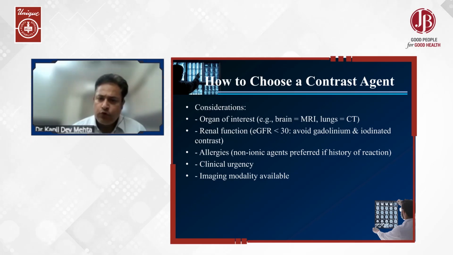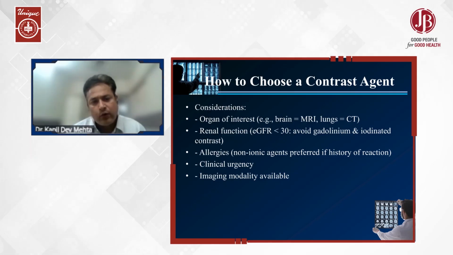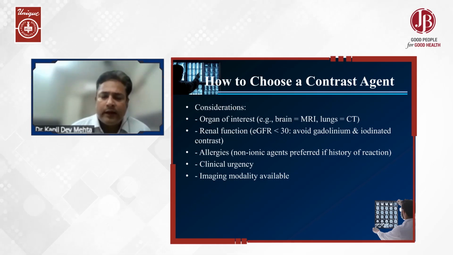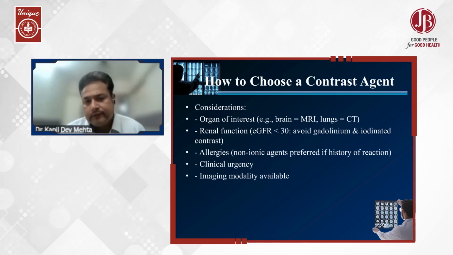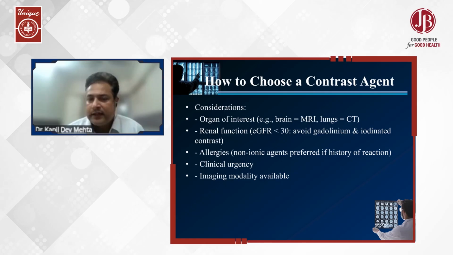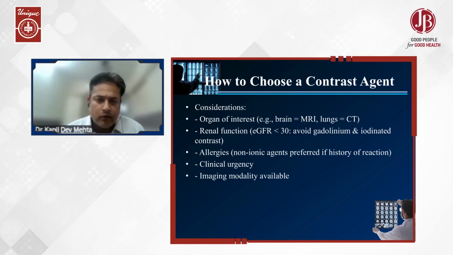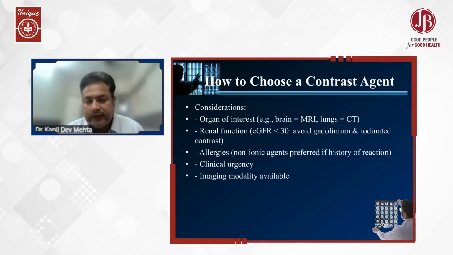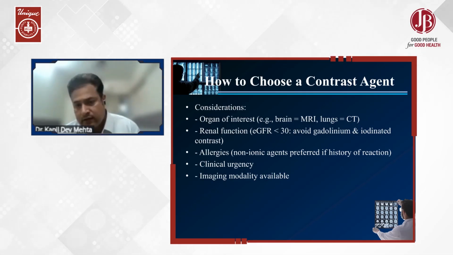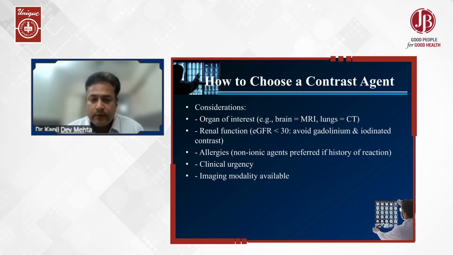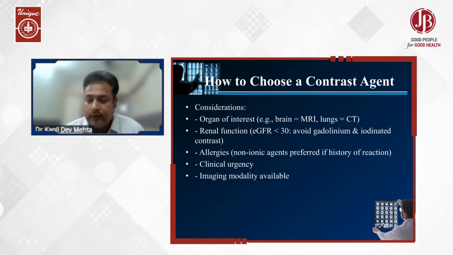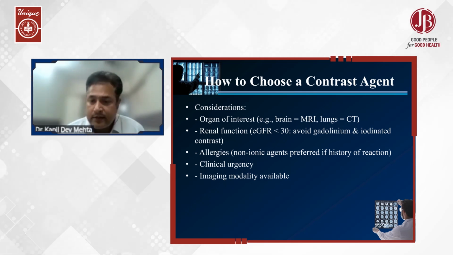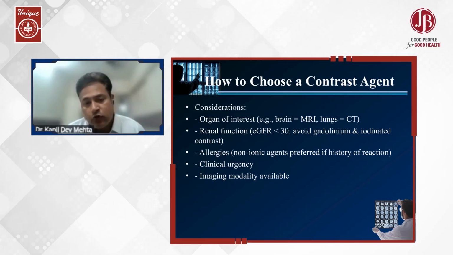So how to choose a contrast agent? As I told you, it depends on your organ of interest. If you want to check the brain, use MRI. If you want to see lungs, use CT. We will see in detail also renal function. Some contrast cannot be used in renal impairment, and for some the dose should be reduced. Then history of allergies. For patients having some allergies, the non-ionic contrast should be avoided.